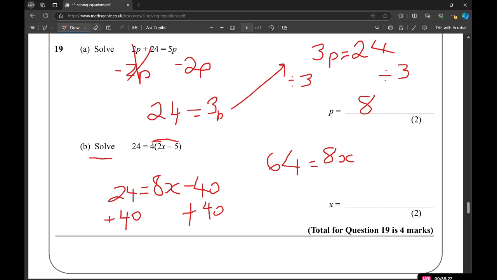Oh, sorry, yep, thank you for that, sorry. You're right, sorry about that. 4 times minus 5 makes obviously minus 20, sorry about that, it's my fault. So add 20, 24 plus 20 makes 44.